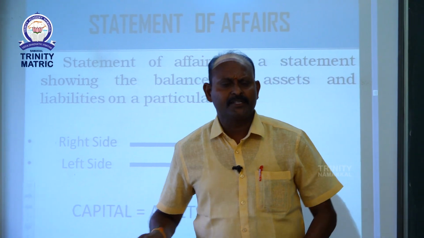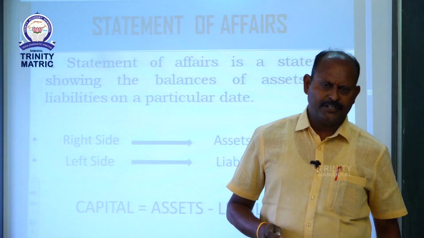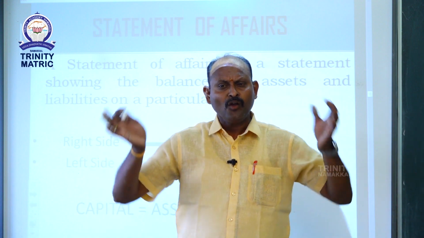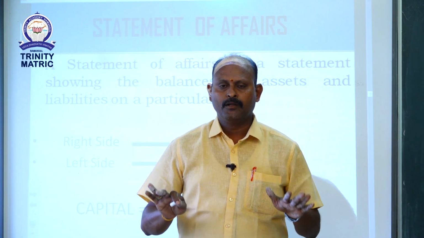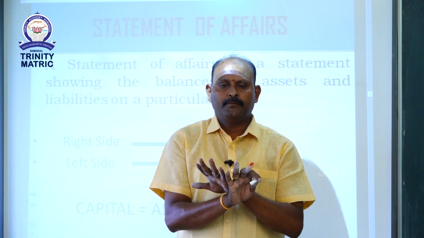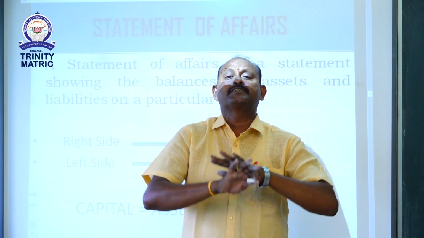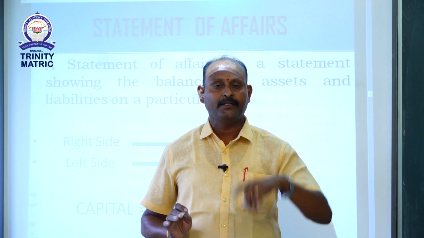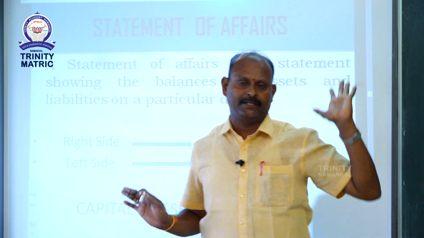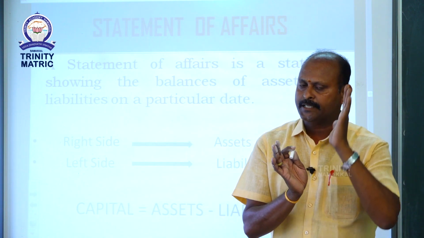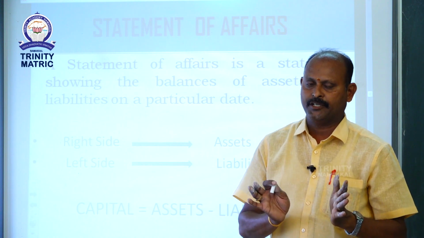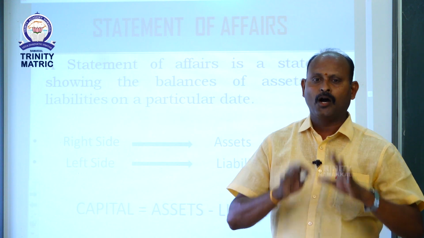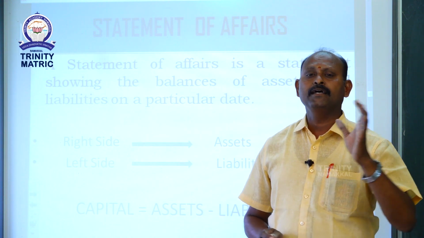The statement of affairs resembles a balance sheet. You know the balance sheet: the left hand side is the liability side, the right hand side is the asset side. The balance sheet is always equal, but in the statement of affairs the statement is not equal. There is some difference. Always the asset side is greater than the liability side, so the difference amount on the liability side is the capital. The balance sheet always tallies, but the statement of affairs does not tally. So, the difference amount is the capital.